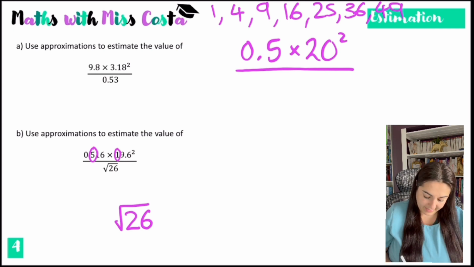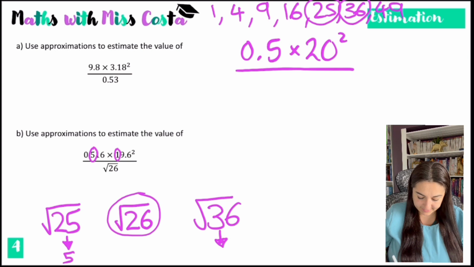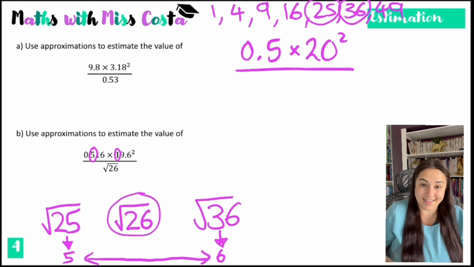Now what you want to do is think, okay, 26 is in between which two square numbers? Well, it's in between 25, so I could talk about the square root of 25, and 36. Now, what is the square root of 25? That's 5. What's the square root of 36? That's 6. So the square root of 26 is going to lie somewhere in between 5 and 6. Now, it's a lot closer to 25 than it is to 36. So you'd probably want to be rounding it to something like 5.1, 5.2.